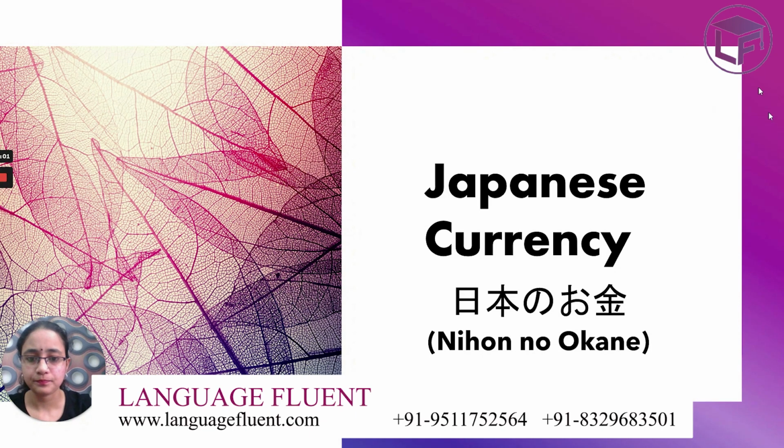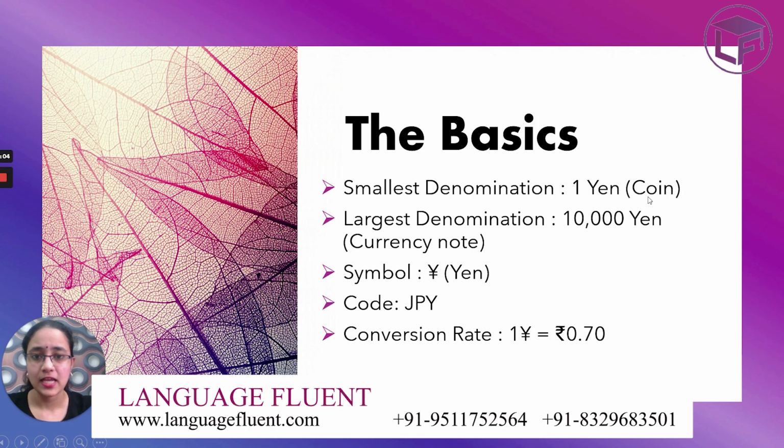Let's proceed. First we'll begin with the basics, starting from the smallest denomination in the Japanese yen and moving on to the larger denominations. The smallest denomination is 1 yen, which is like the 1 rupee coin that we have. Previously we had the 50 paise coin and the 25 paise coin, but now we don't have that, right? So in Japan, the 1 yen coin is the smallest denomination, and the largest denomination is the 10,000 yen currency note. In India, we have the 2000 rupee note, which is the largest denomination as of today. In Japan, it is the 10,000 yen currency note.